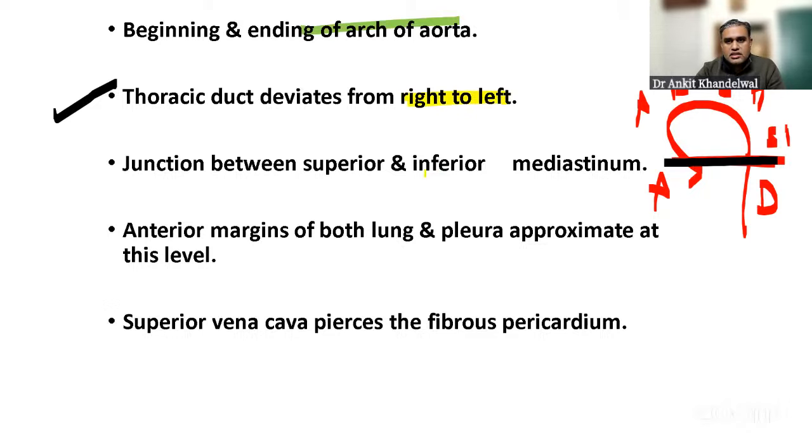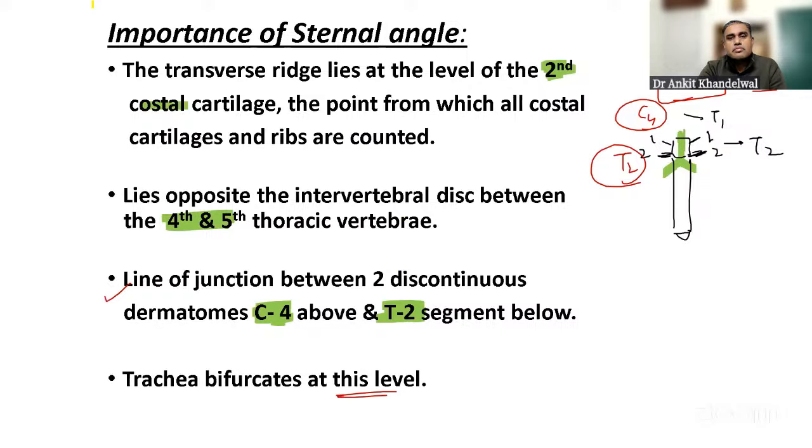Junction between superior and inferior mediastinum. Mediastinum we'll discuss in the next session probably, although we have discussed it in our live classes: the mediastinum is actually the space between the two pleura, and includes the heart. Anterior margins of both the lung and pleura approximate, meaning they come close to each other. The anterior margin of pleura and the superior vena cava pierces the fibrous pericardium. So you can understand how many things are happening at the sternal angle level. You have to write them all.